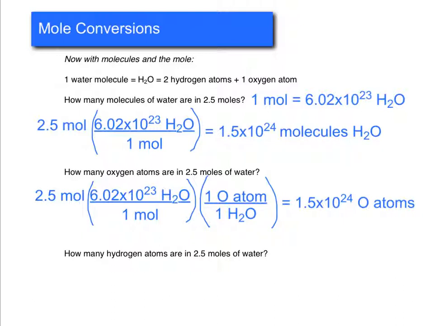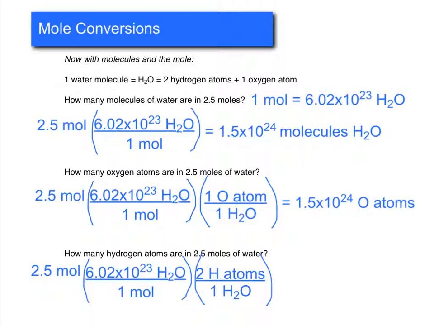Now we can do the same thing for hydrogen atoms. Again, the first part of the problem is going to be the same. We have 2.5 moles of water, and so that's times 6.02 times 10 to the 23rd water molecules in 1 mole. And then for every molecule of H2O, we have 2 hydrogen atoms. So we're going to have 2 H atoms up here and 1 molecule of water down here, and that's going to give us 3 times 10 to the 24th atoms of hydrogen.